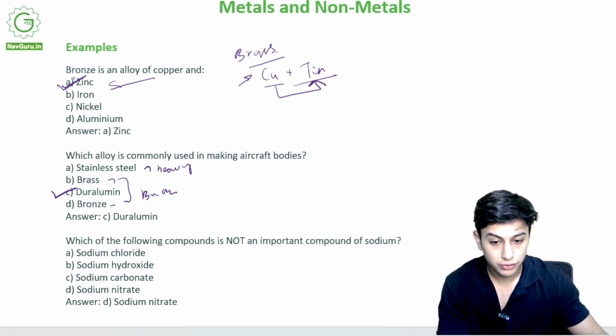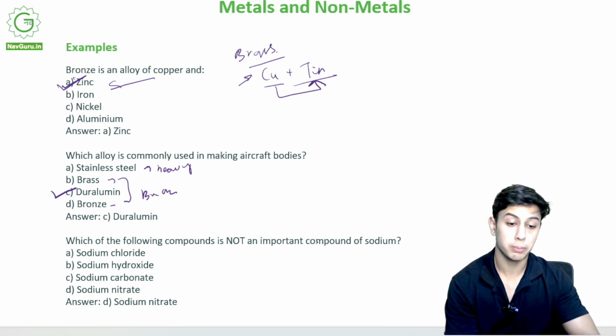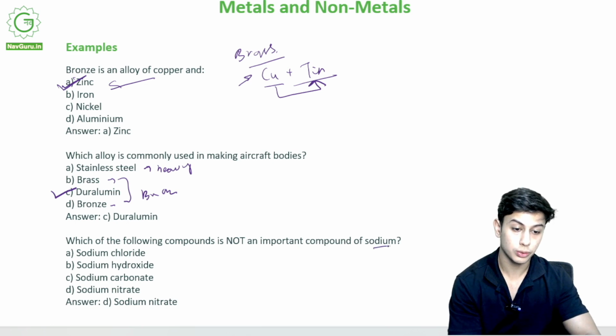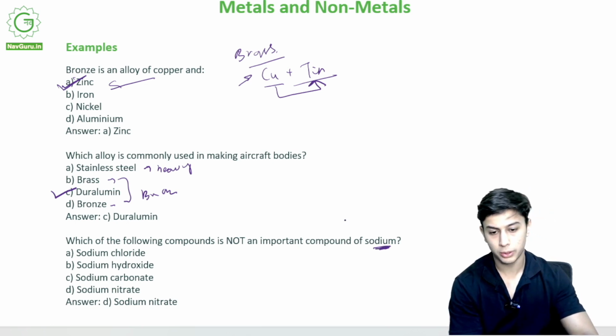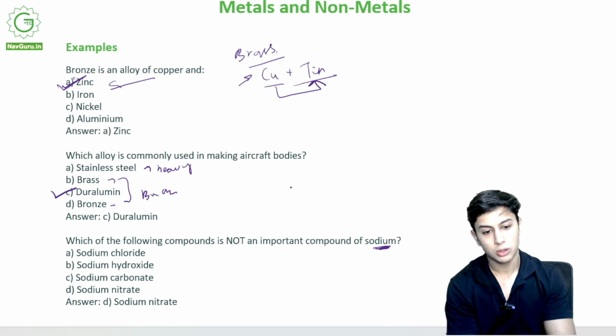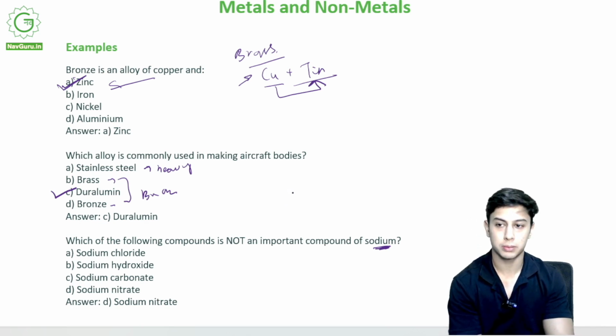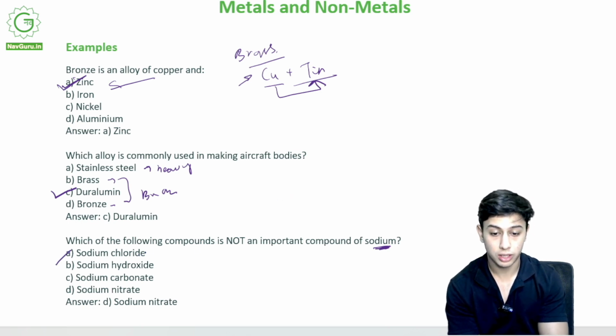Now, which of the following compounds is not an important compound of sodium? What do I mean by not important? It is not used for commercial purposes in everyday life. So sodium chloride is salt. I told you, the salt you eat is NaCl. Sodium hydroxide, NaOH, is also important.